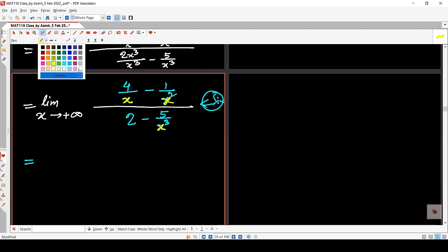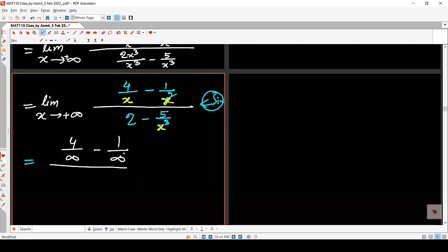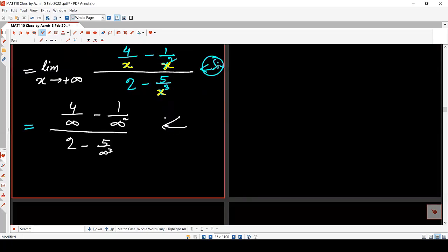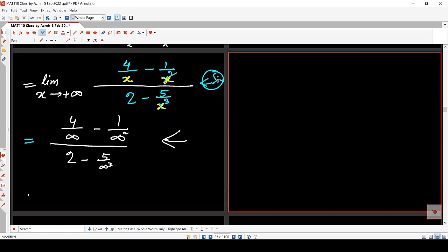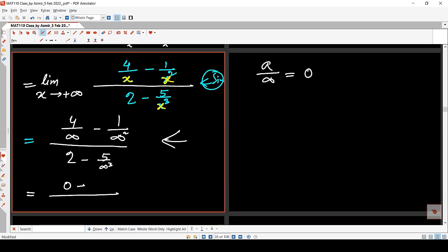So 4 divided by infinity, minus 1 divided by infinity squared, that means it is actually infinity, 2 minus 5 over infinity cubed. You don't need to show this, you can directly write the result here, but for a better concept, I am writing by showing all these steps. So a number divided by infinity is 0. So 4 divided by infinity is 0. 1 divided by infinity squared, that means it is infinity, so 1 divided by infinity will also be 0. In the denominator, we have 2. Minus 5 divided by infinity cubed, that is infinity also. 5 divided by infinity is 0.